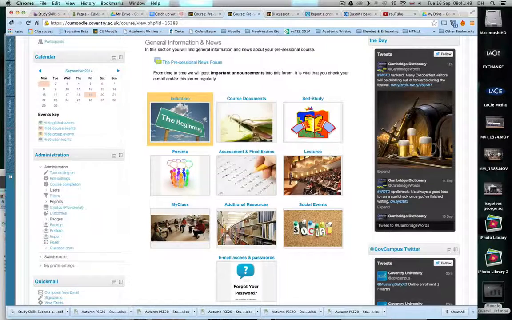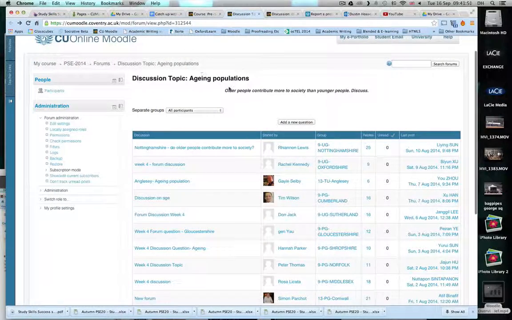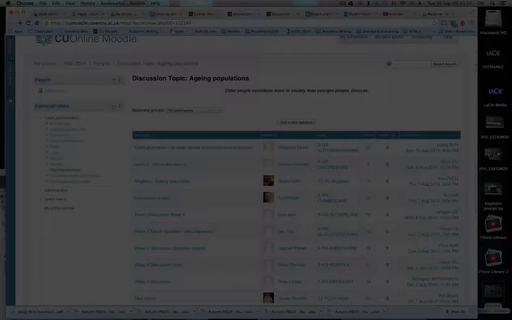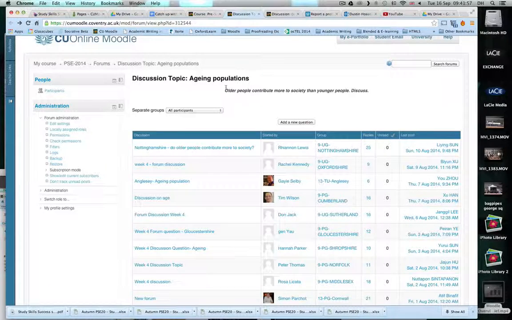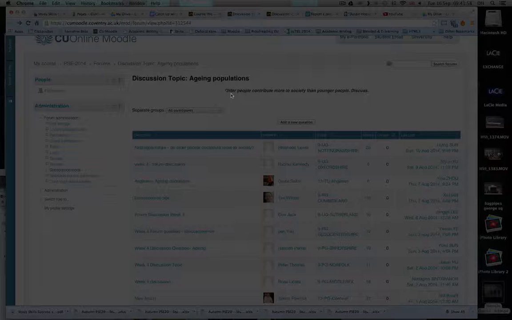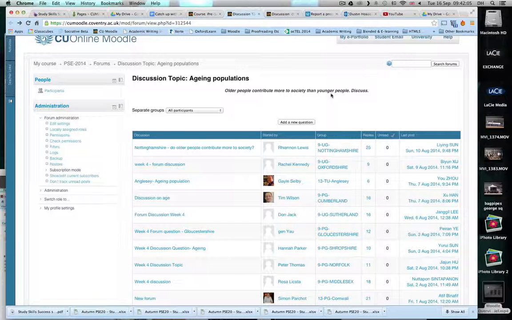So I'm going to go back to the forum. So here's an example topic. It's called Aging Populations. And the topic that you must discuss is, for example, older people contribute more to society than younger people. Discuss. So, we have to think about this as a question. First of all, do you agree with this?